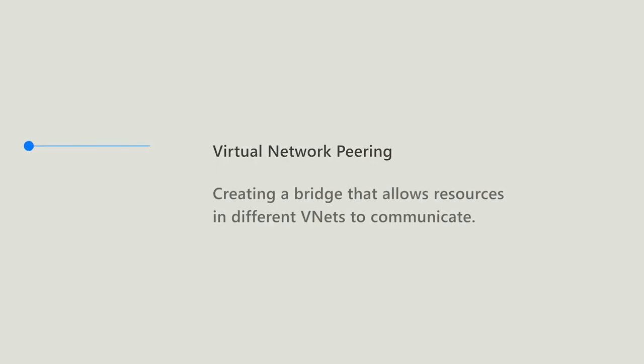Last is virtual network peering. This feature lets you connect VNets to each other, even if they are in different regions. It's like creating a bridge between two islands, allowing resources in different VNets to communicate as if they were on the same network. In a nutshell, Azure Virtual Networks offer a comprehensive suite of components that work together to provide a secure, scalable, and efficient network environment. Whether you're managing traffic, securing resources, or connecting different networks, these components ensure your Azure VNet is up to the task.